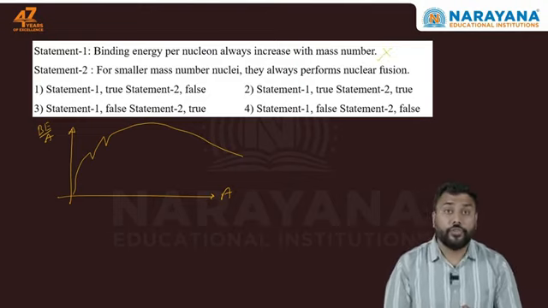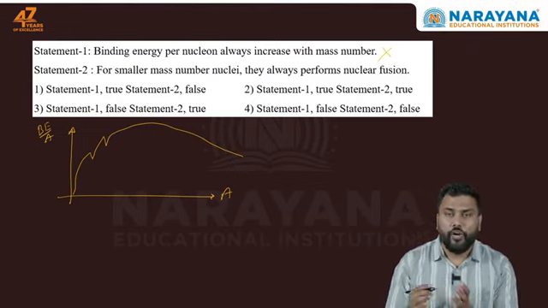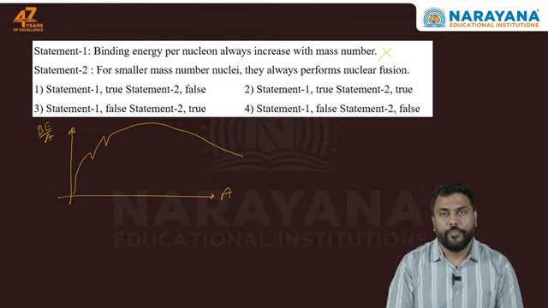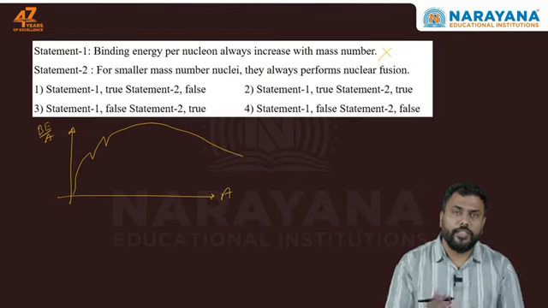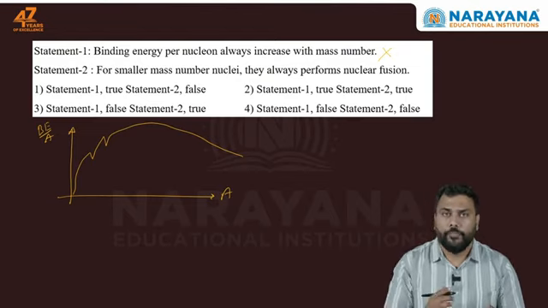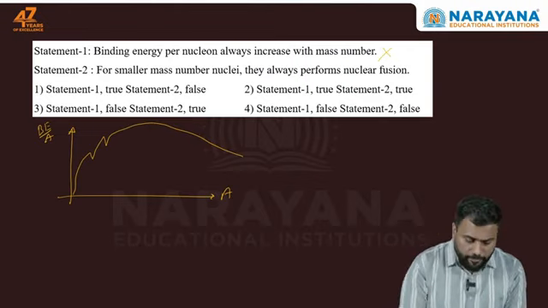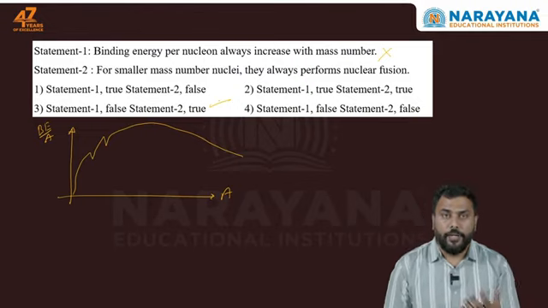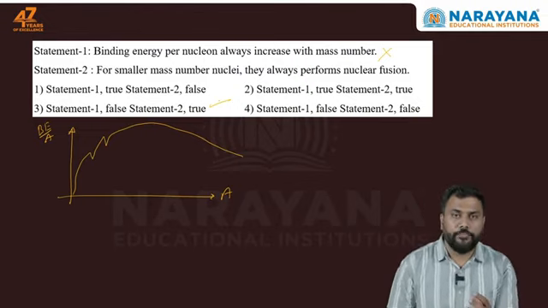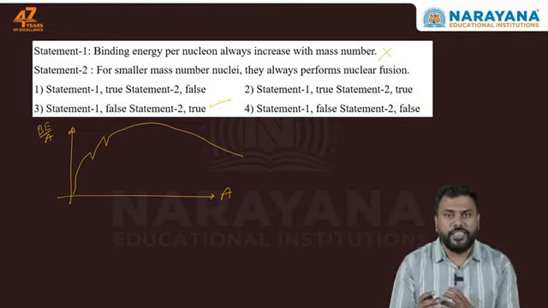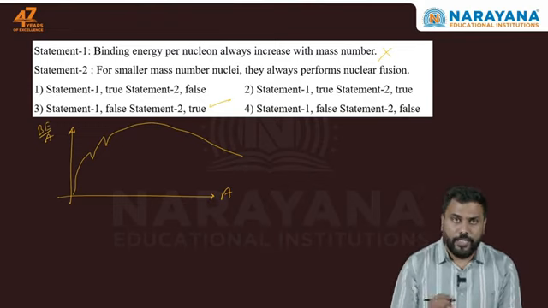Statement 2 is claiming that smaller mass number nuclei always perform nuclear fusion. We know in the Sun the reactions are happening so that smaller nuclei are converting into bigger mass number nuclei, or mid-weight nuclei, we should say. So statement 2 seems correct. Hence the best possible answer is statement 1 is false and statement 2 is correct. Remember, these are memory based questions, so there is always some possibility of some change in wording or change in language. Let's go to the next question.